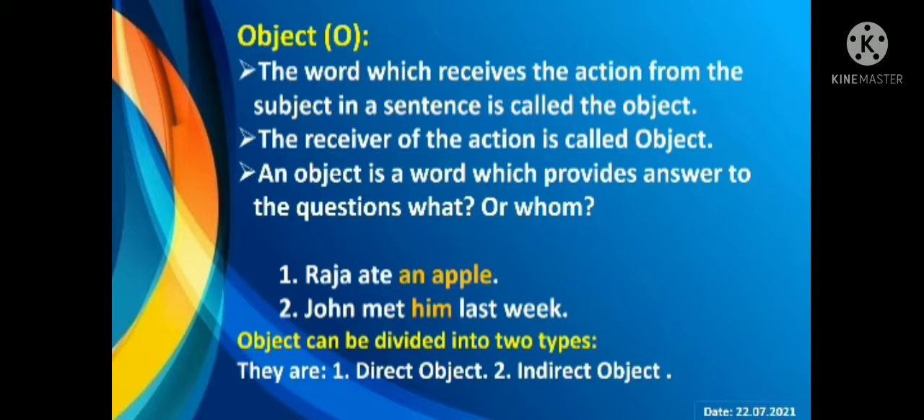And next, object. What is object? Object is that to which the action is passed on. To find the object, ask the question whom or what. The word which receives the action from the subject in the sentence is called the object. The receiver of the action is called the object. An object is a word which provides the answer to the questions what or whom. If the answer is available, that is called the object.